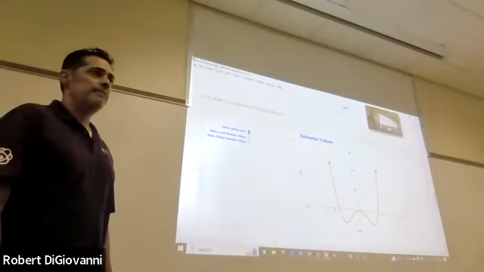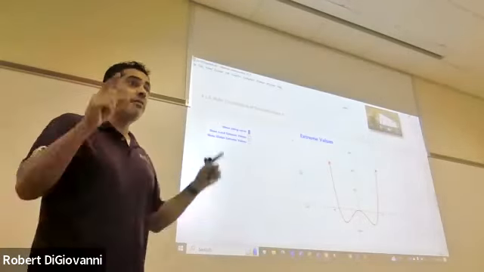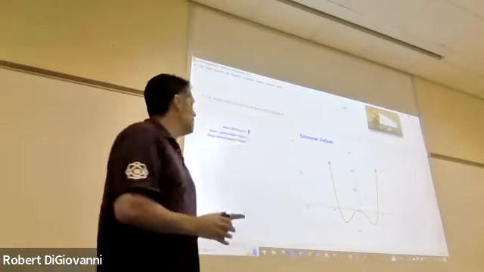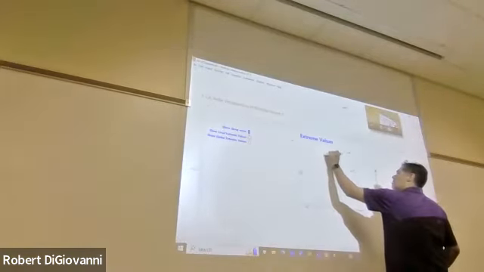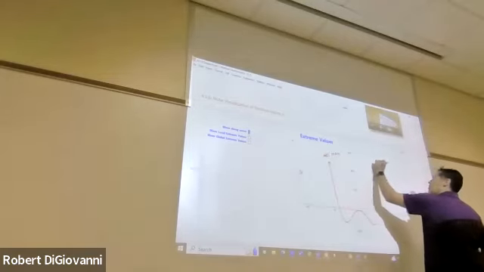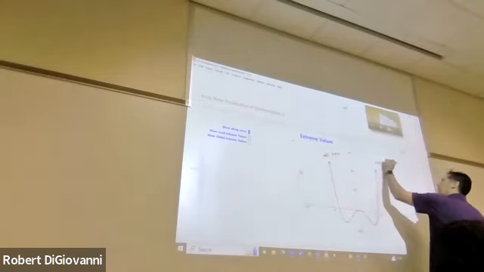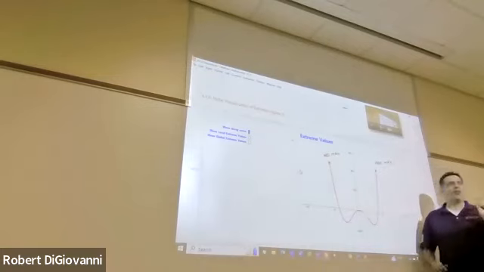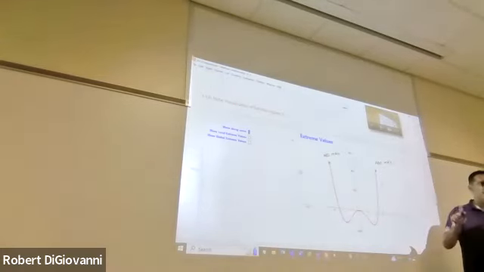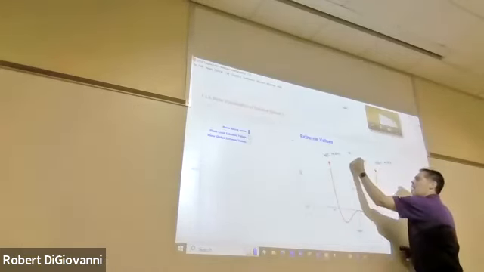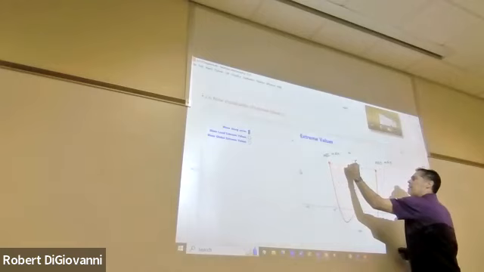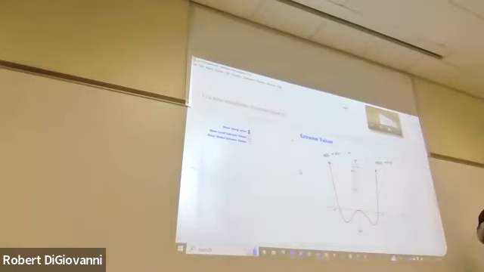Absolute maximum value. There's two different places it occurs. Do you see that? So right here, absolute max, absolute max. I'm not saying that there are two absolute maximums. There's only one absolute maximum because it's the y value. It's whatever that is, right? It's just the fact that it occurs at two different places. But I only have one maximum value.